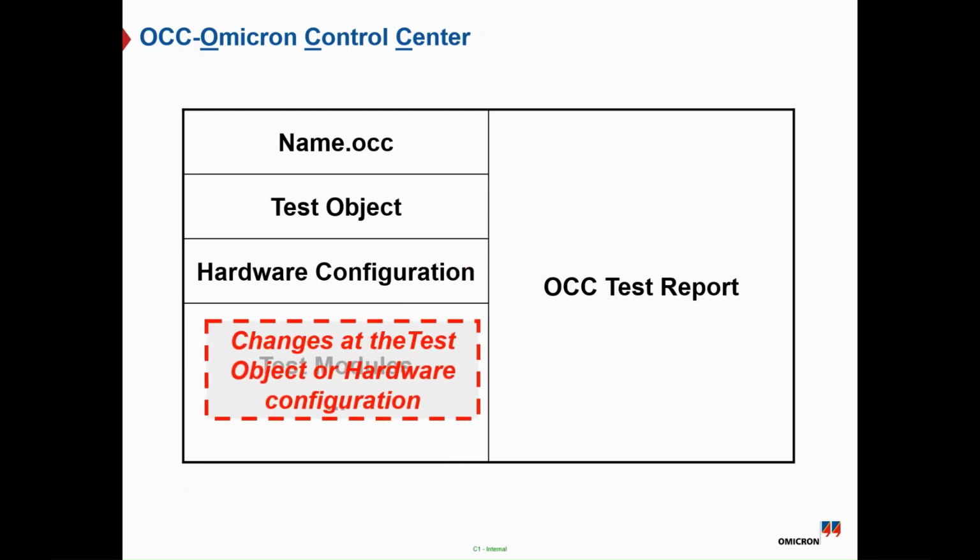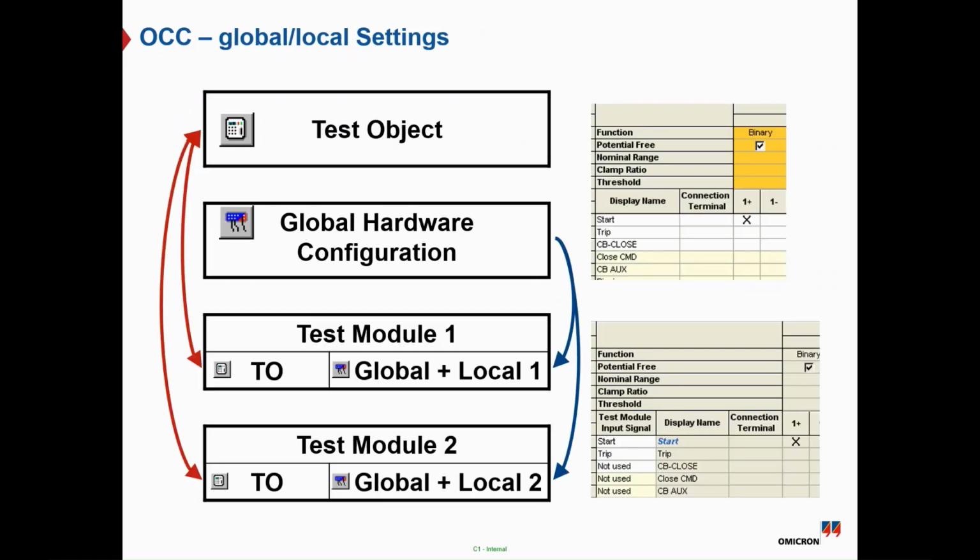But if you have any change in the test object or the hardware configuration, note the relation between the test object and the local test object, as you can see. If you change any value in the general test object, it will affect the local test object.